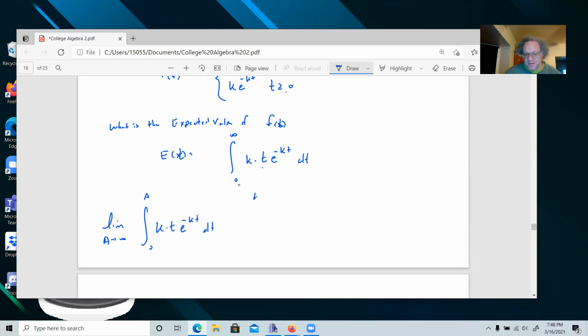Okay, so now integration by parts. Okay, and I know there's a tabular integration, and that's fine. If you want to use that, that's perfectly fine. Just be careful because it doesn't work in every case.